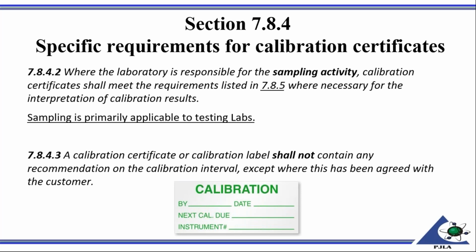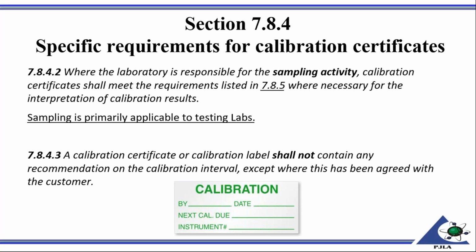7.8.4.2, where the laboratory is responsible for the sampling activity, calibration certificates shall meet the requirements listed in 7.8.5, where necessary for the interpretation of calibration results. Again, this is similar to the requirement listed in the testing section, 7.8.3. As a general rule, you're not really going to see much sampling when it comes to calibration. It just doesn't really apply. It might apply. I have not seen one where it applies, but there may be some chemical testing or chemical calibration that requires it. The sampling is primarily going to apply to the testing side of it. But if you are doing sampling, you need to follow the sampling requirements in the next section. So keep that in mind.